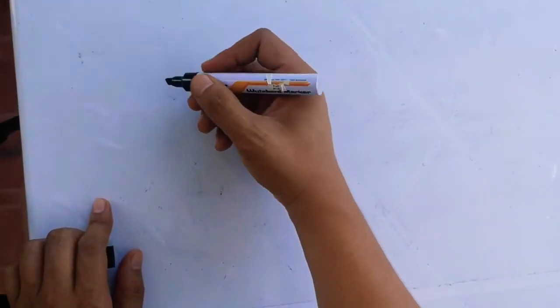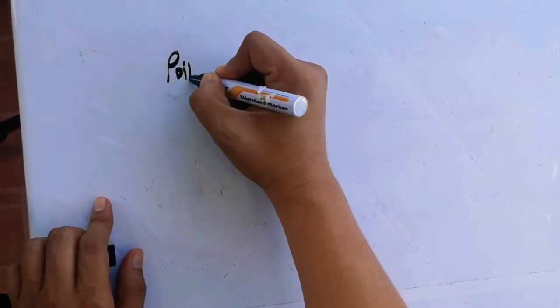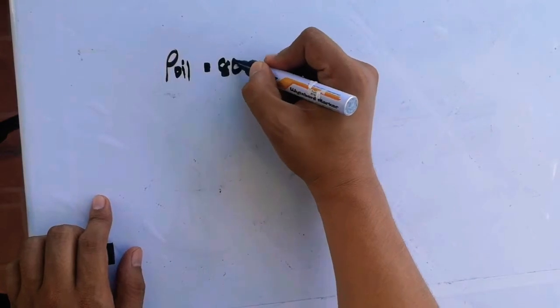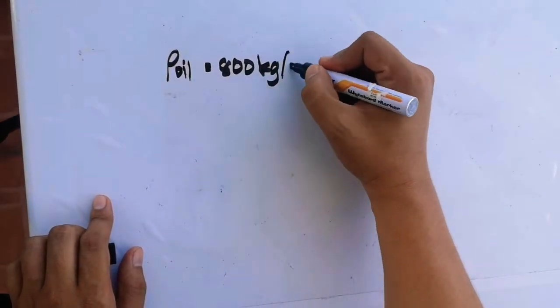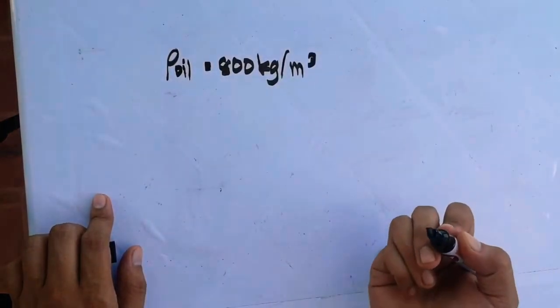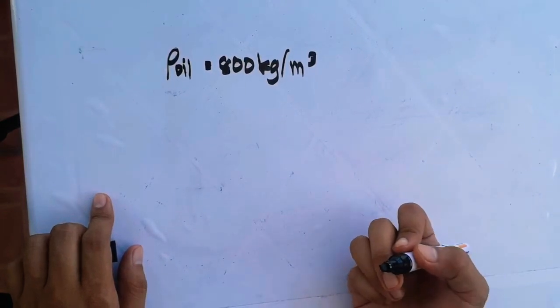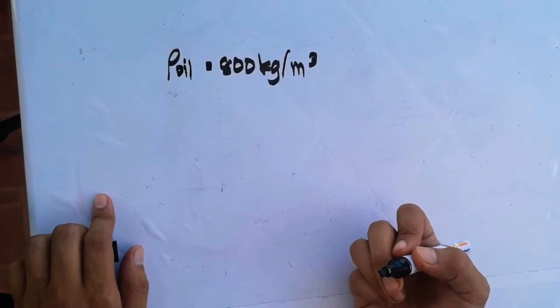Okay, so for the next problem, we have a solid material in cube shape that floats in oil with a density of 800 kilograms per meter cube. So yung density ng oil natin is equivalent to 800 kilograms per meter cube. Okay? With 1/3 of the block out of the oil.